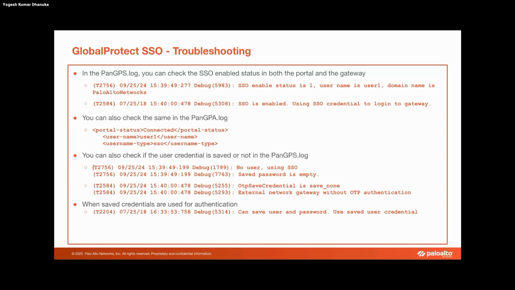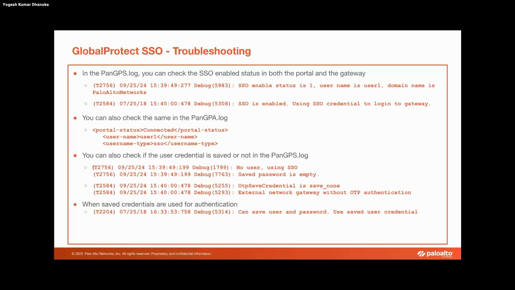Now, it can change depending on which user configuration the GP client is connecting to. For example, some organizations have a pre-logon configuration, then a separate user logon configuration. They might have different settings for logon. So depending on which stage you are in, this log would change. But in general, in the PAN GPS log, you can find out if SSO is enabled and is it being used. And you can see the same in PAN GPA as well.